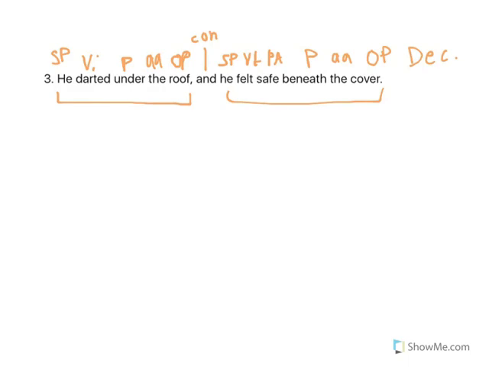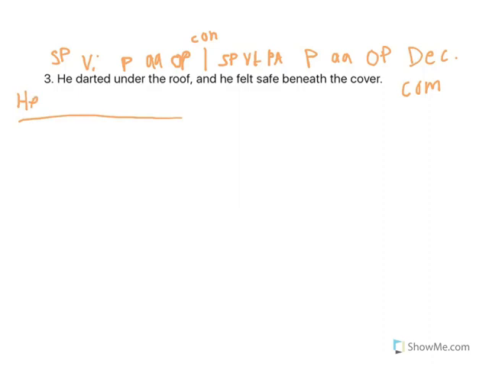Also, it's joined by a coordinating conjunction, a FANBOYS word, and also a comma. So we know that this is not a simple sentence, but it is a compound sentence. So now we're going to diagram this sentence. He darted under the roof.